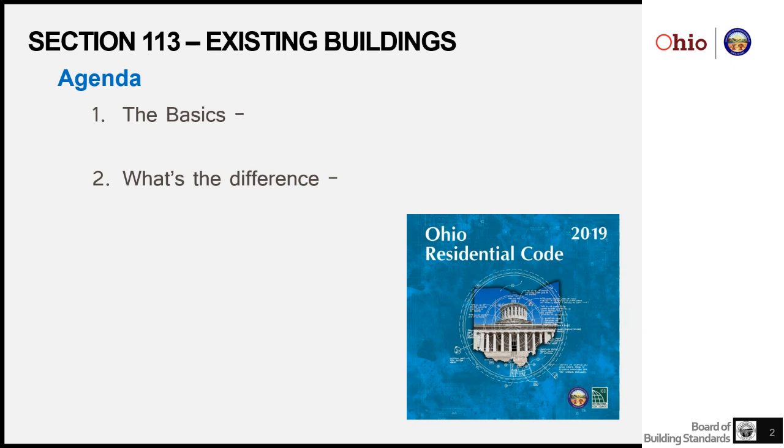I'm also going to talk a little bit about what's the difference, and that'll be explained more when we get into the actual Section 113 provisions. And then I'm going to try and briefly talk about some various illustrations. We won't really have any exercises because this is primarily just a presentation. The big blue box there is a reminder that we are dealing with the Ohio Residential Code, and specifically the 2019 edition, which everybody should know was adopted last year, effective date July 1, 2019.